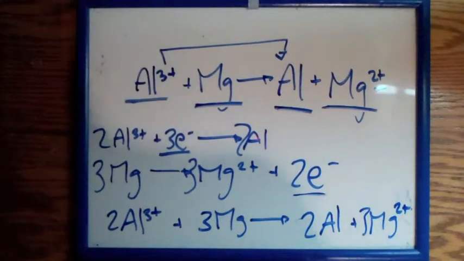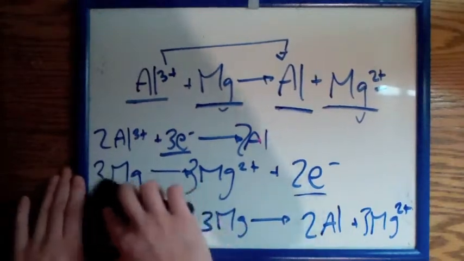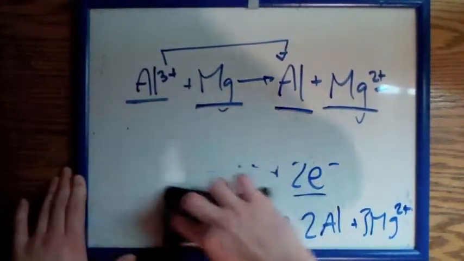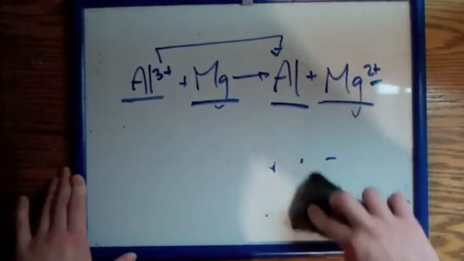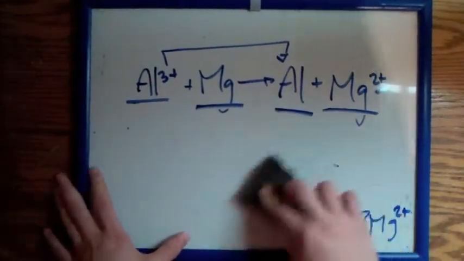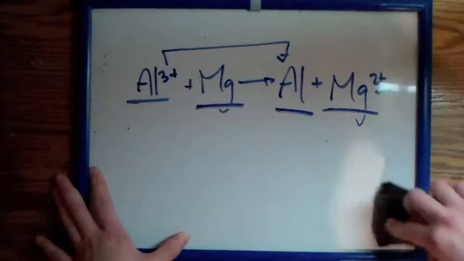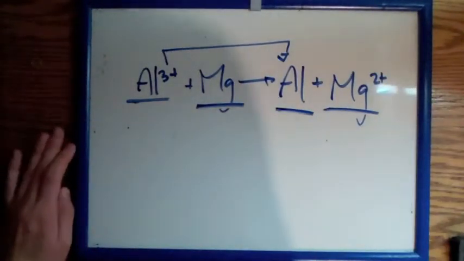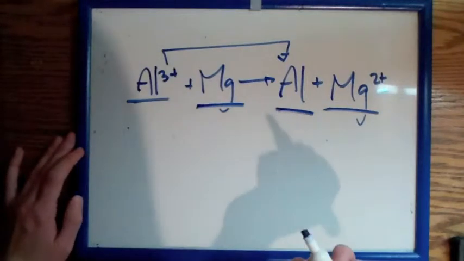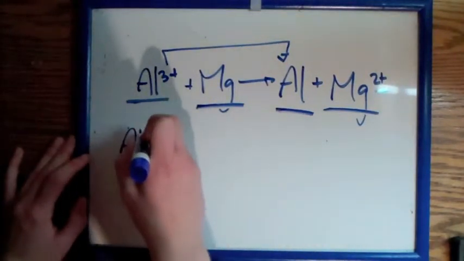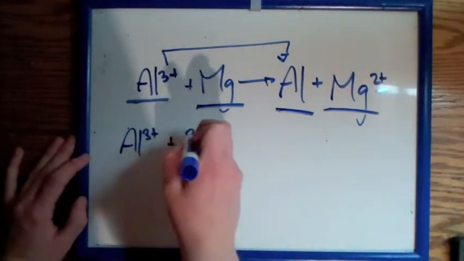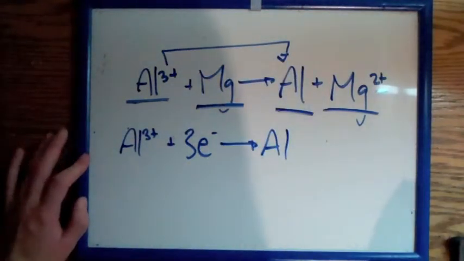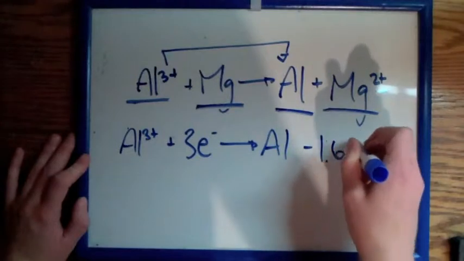And the second part of the question wants us to solve for the cell potential. In order to solve for the cell potential, we first need to look up the reduction potentials for each half reaction. Now that we have these equations, we're ready to go back to our final one. We see that for the reduction of aluminum ions, it is negative 1.66 volts. For magnesium, we want to flip this equation.